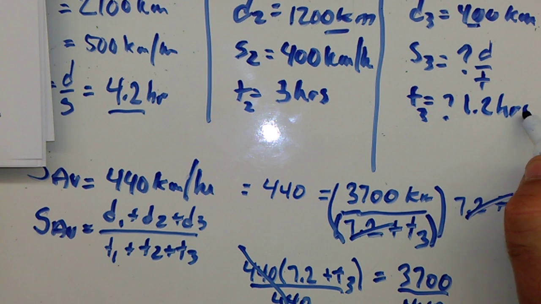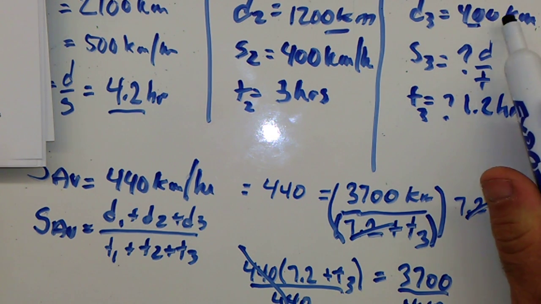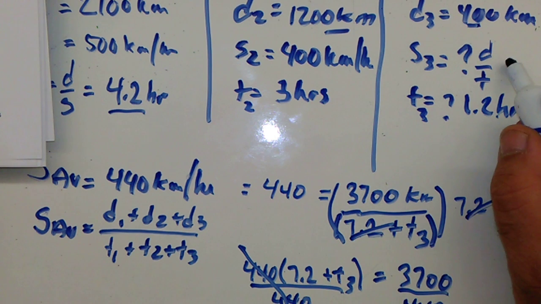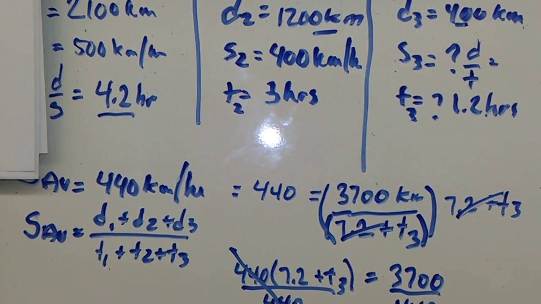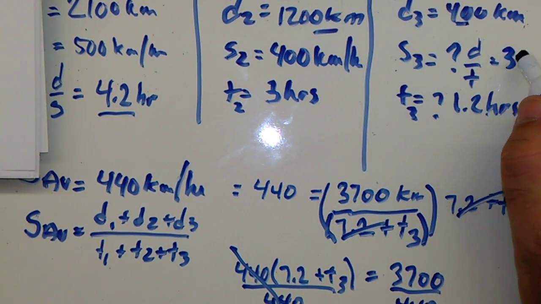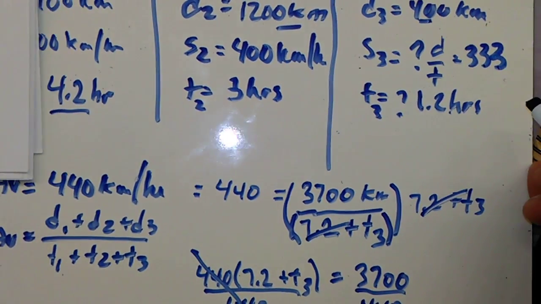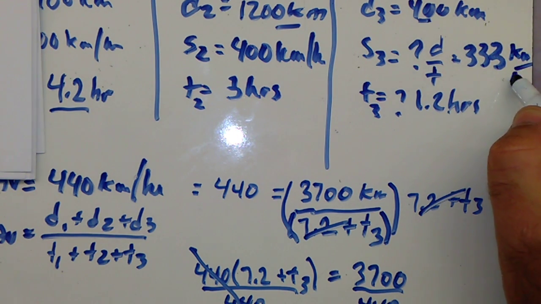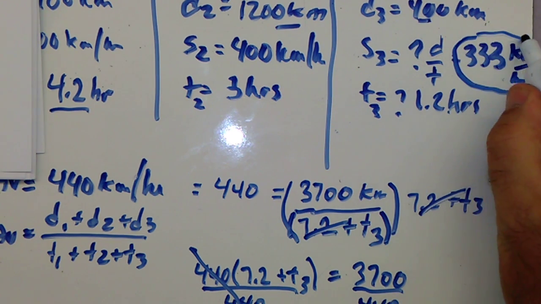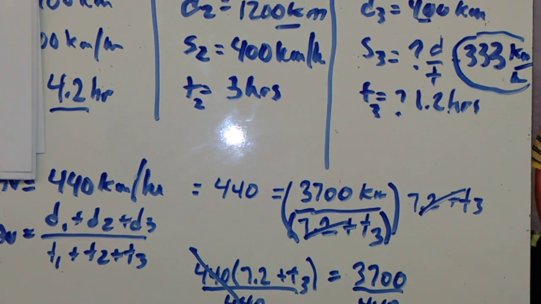Now look, I've got everything I need. I've got the distance, I've got the time, and I can divide these two out and come up with the answer. I'll bring that over for you: 333 kilometers per hour. And that is the speed of the last part of that trip.